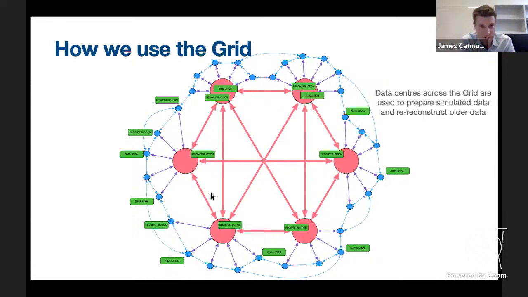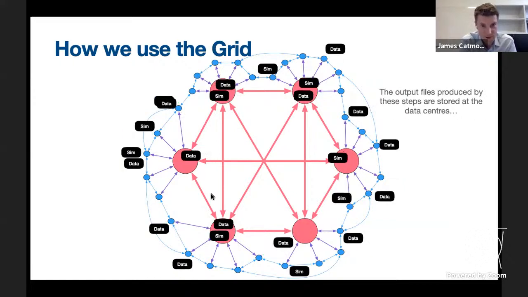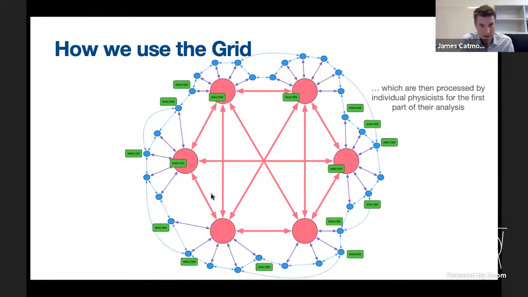And once these tasks are finished, this leaves us with data files and simulated files spread out all over these different data centers. And then these files are used by individual physicists who are doing their physics analysis. So individual analysts are then using the different data centers to run their own analysis and to do their own research.